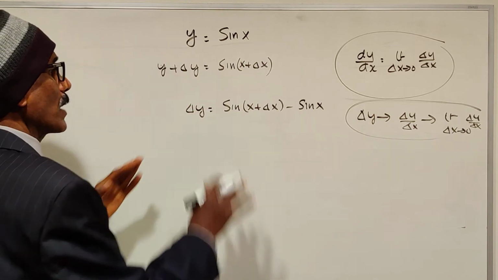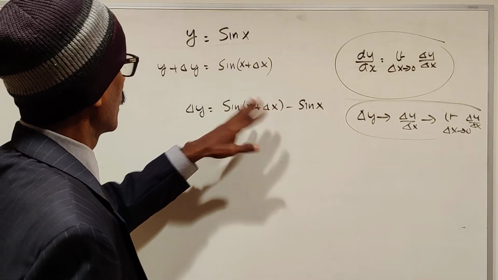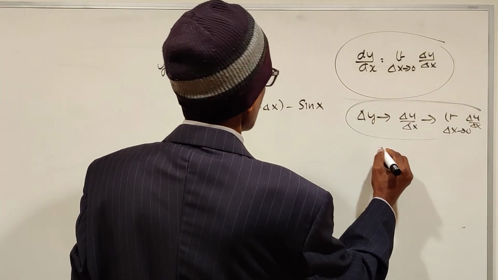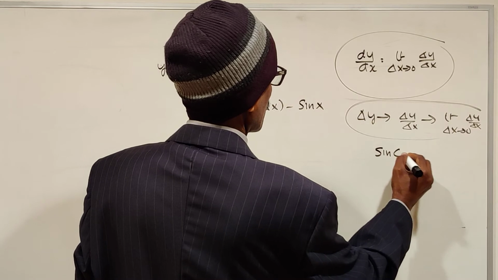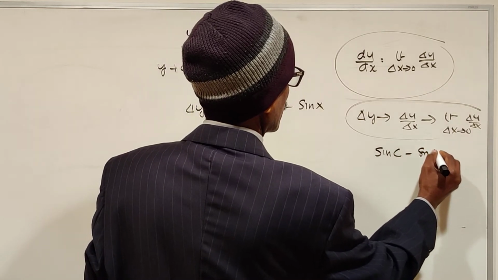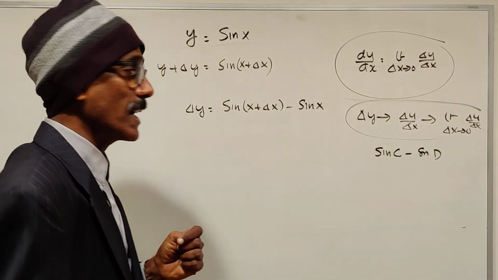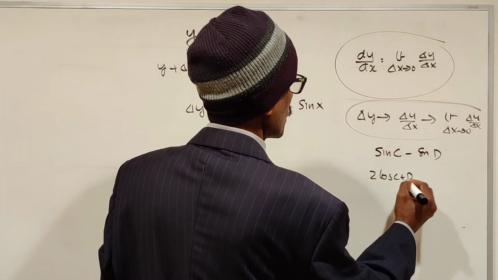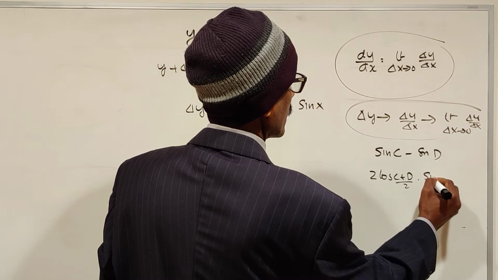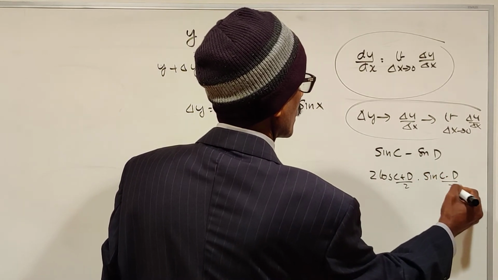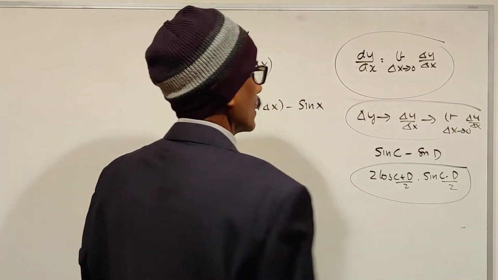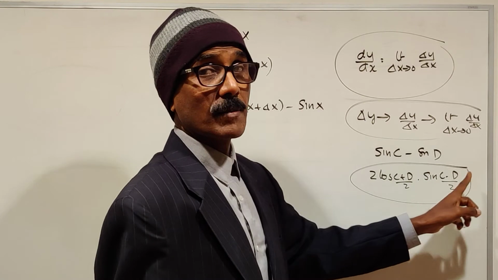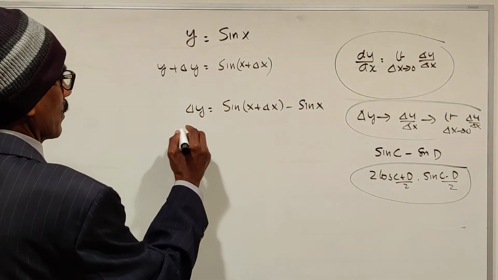Now, I'm going to simplify this. What is sin c minus sin d? Sin c minus sin d is 2 cos((c plus d) by 2) times sin((c minus d) by 2). That is the formula. Just apply that formula here.